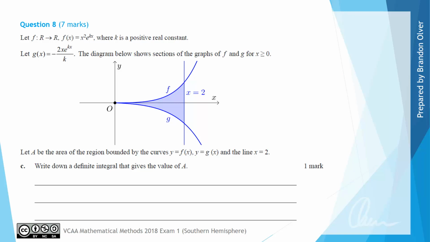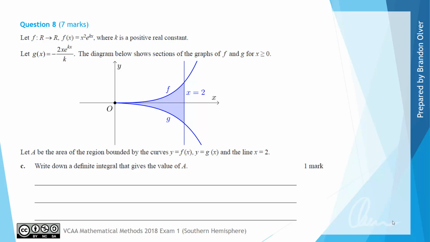Next, we let g of x have the rule negative 2x e to the power of kx divided by k, and the diagram below shows a section of the graphs of f and g for x greater than or equal to 0. Let A be the area of the region bounded by the curves of y equals f of x, y equals g of x, and the line x equals 2. And that's the shaded region shown in the diagram above.